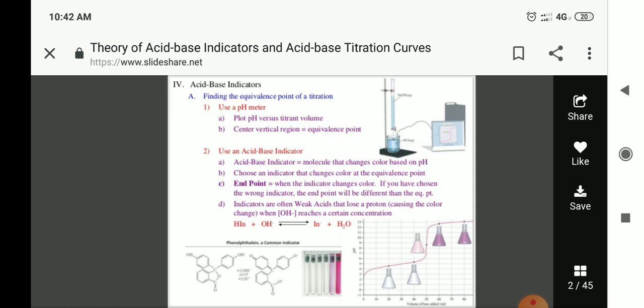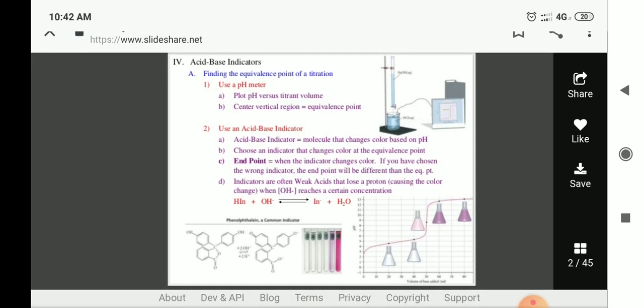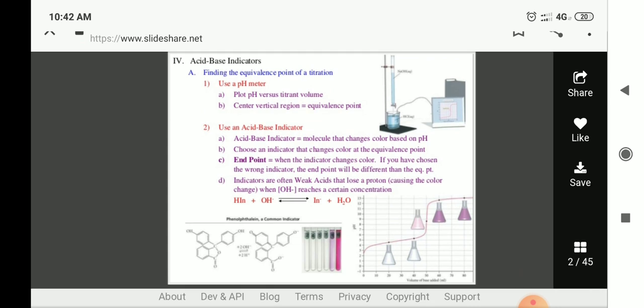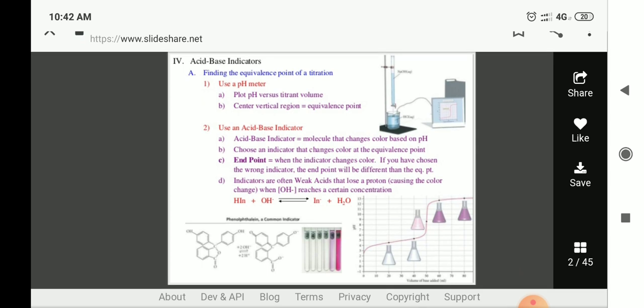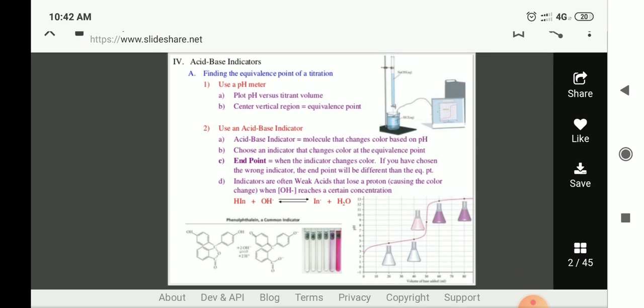First, for finding the equivalence point of a titration, use a pH meter and plot pH versus titrant volume, shown diagrammatically for the titration of the volumetric analysis and the pH meter. Second is the center vertical region, the equivalence point. The next is the use of an acid base indicator, a molecule that changes color based on pH.